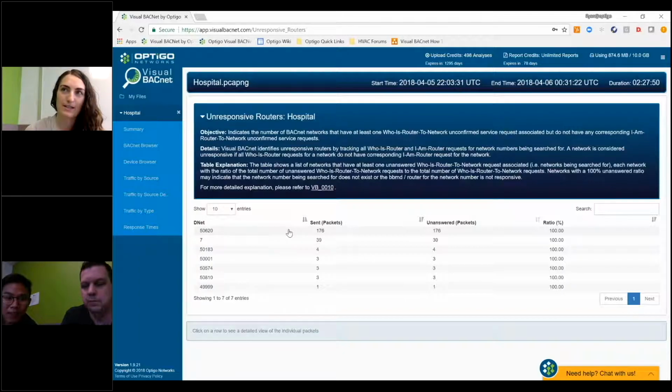Daniel, did you have something to add there? Right. So maybe one device or a couple of other devices are asking for network 50620, and of all these requests that are sent to find a router to this network, none of them got a reply. So it's either the network doesn't exist or the router that's responsible for this network is not responding. Right, so beware of phantom networks.